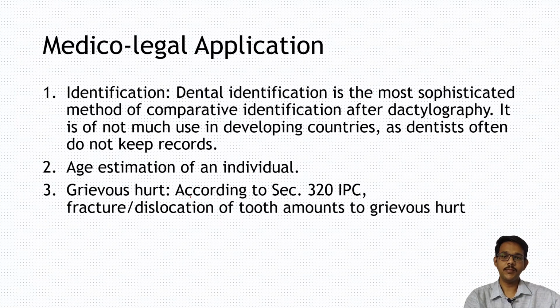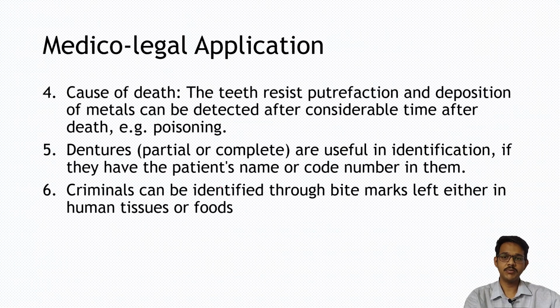Now coming to the medicolegal importance of forensic odontology. First is identification. Identification is the most sophisticated method of comparative identification, more than dactylography and chiroscopy, and if records are kept, it can be very useful. Age estimation can be done in individuals based on the eruption of teeth. According to Section 320 IPC, fracture or dislocation of teeth amounts to grievous hurt, which is punishable up to 7 years. Cause of death can be known because teeth resist putrefaction.